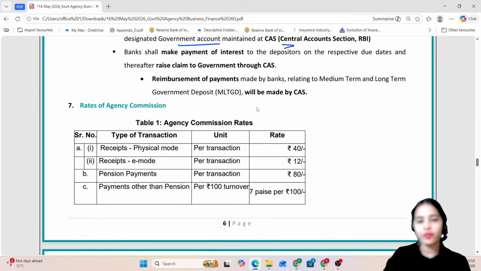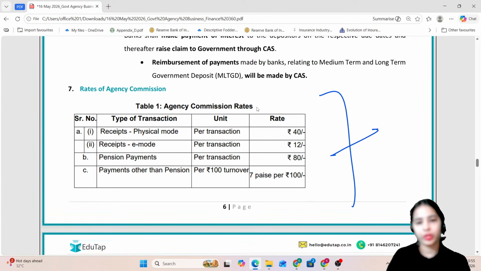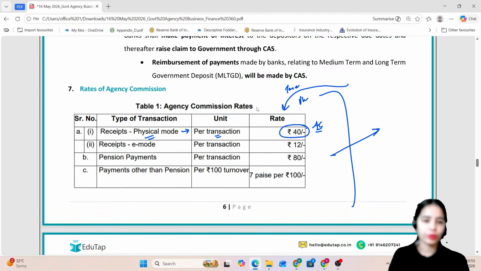Now, rates of agency commission, this is something that is important. Receipts in physical mode: if taxes, fees or fines have been received in the physical mode at the bank branch, then per transaction the bank will get an agency commission of 40 rupees. If the receipts are in e-mode, then per transaction 12 rupees will be the agency commission.